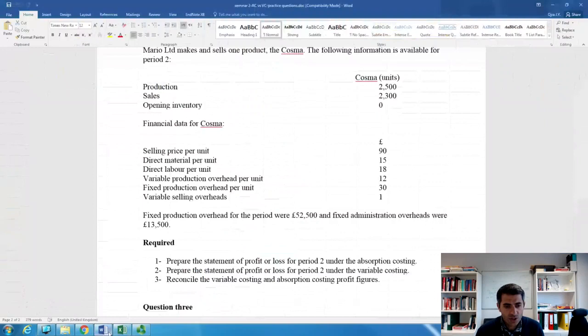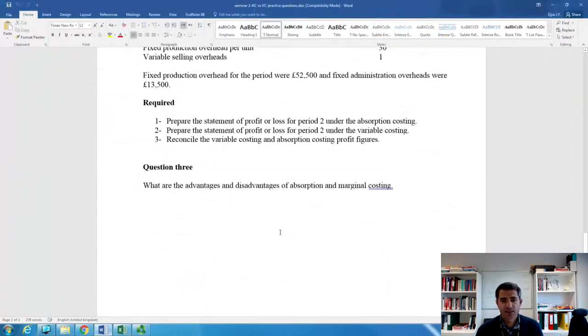So for question number 3, it's a theory question: the advantages and disadvantages of absorption and marginal costing. This is a written theory question, so you can research it on the internet, from different sources, and just find out what the main advantages and disadvantages are of the two methods of costing, which are absorption costing and marginal costing.